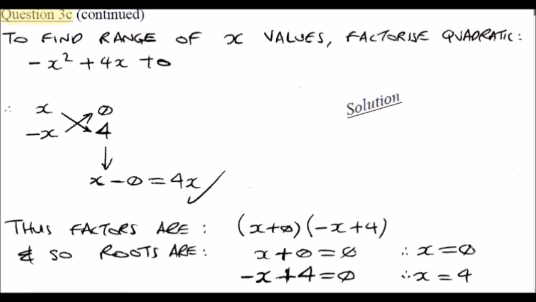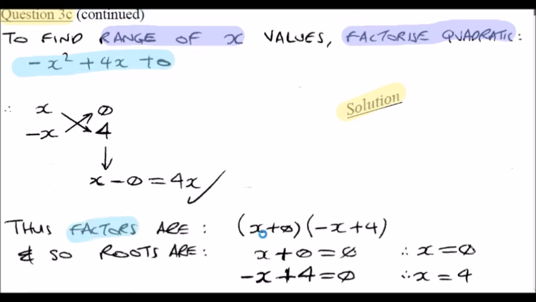Question 3c, solution continued. So now we're going to find the range of x. To do that, we'll need to factorize the quadratic. Now here's the quadratic equation given. Using our factorization process, again this refers to a previous presentation where we factorized quadratics, we can deduce that our factors are x plus 0 and also minus x plus 4. So that allows us to calculate the roots, and the roots will be x is equal to 0 and x is equal to 4. Again, for your reference, there is a separate presentation on how to factorize quadratic equations.